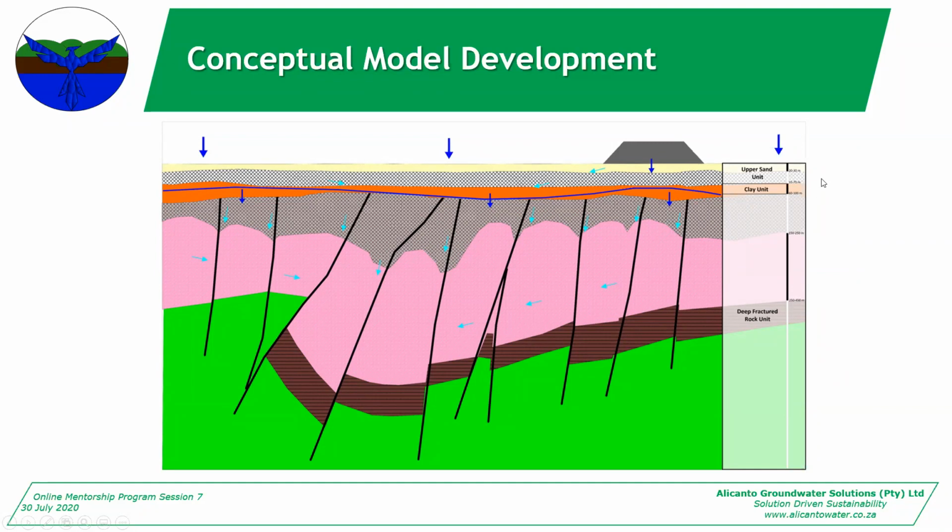And then in the model environment, we had the upper sand unit, a clay unit, and then a deep fractured rock unit, which was split into 3 different layers. So do you see what needs to be included as a minimum in your conceptual model?